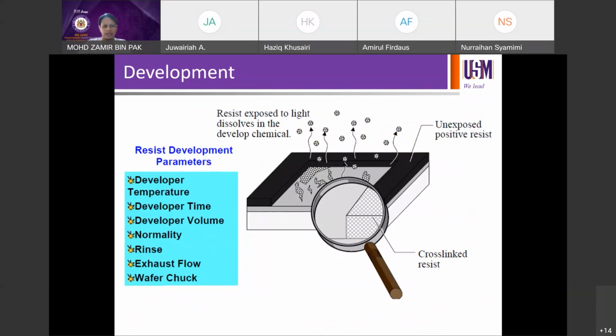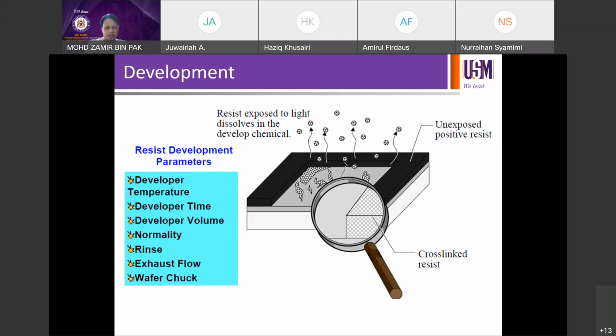Right, development stage still. What it does is it removes the exposed area for the positive resist and leaves the exposed area for the negative resist. Okay. So in this case, cuba tengok gambar ni. In this picture, the resist is positive or negative.